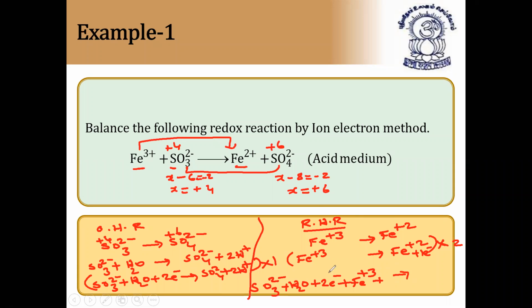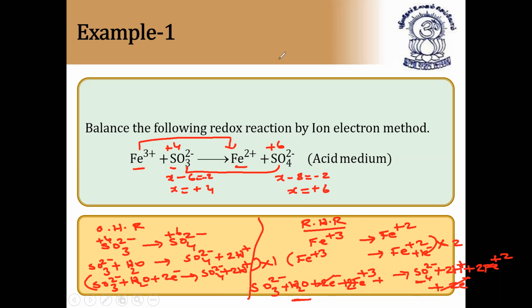Gives rise to, and here SO4 2 minus, I'm writing only products now. SO4 2 minus plus 2H plus as it is, plus 2Fe plus 3. So here we have to write 2Fe plus 3, and here 2Fe plus 2 plus 2 electrons, because 2 into 1 electron is 2 electrons. So these 2 electrons get cancelled. This is the final equation. So everything is balanced now.